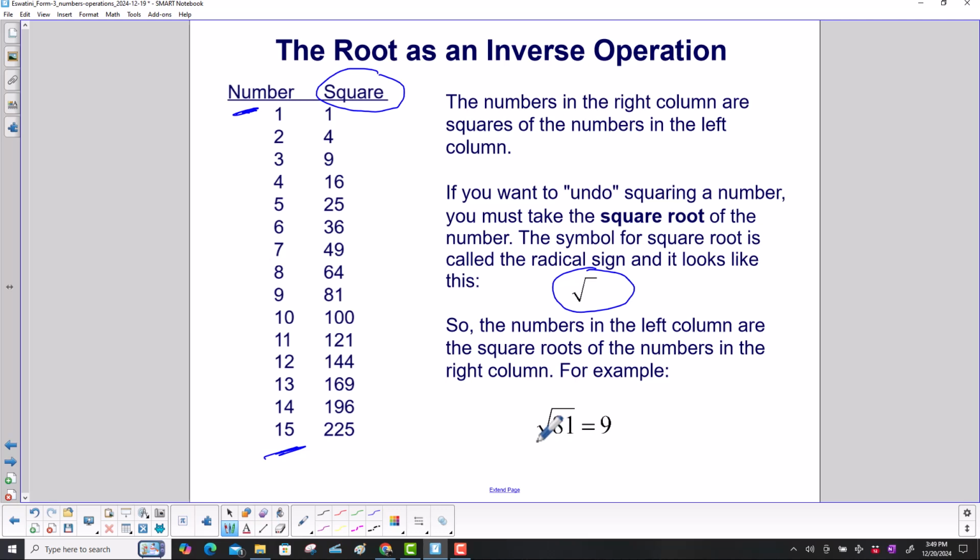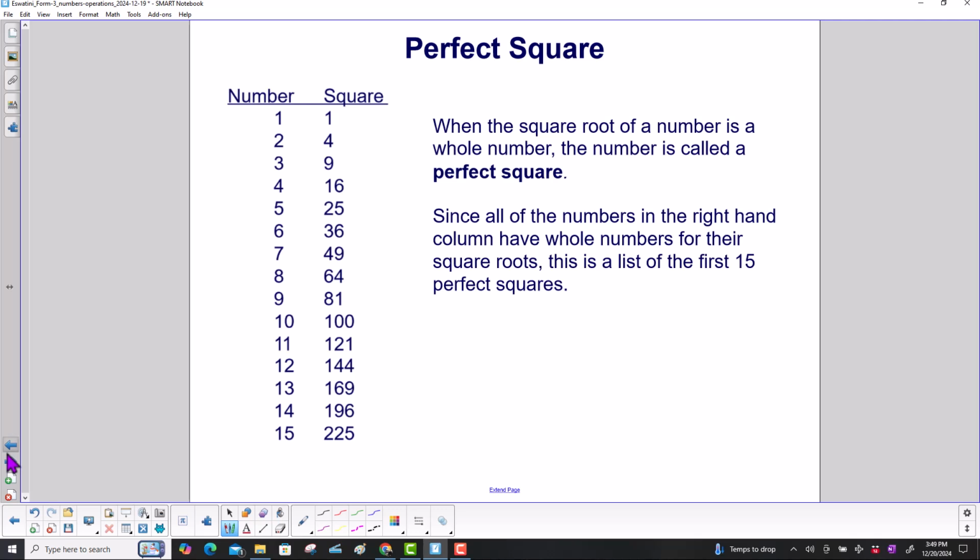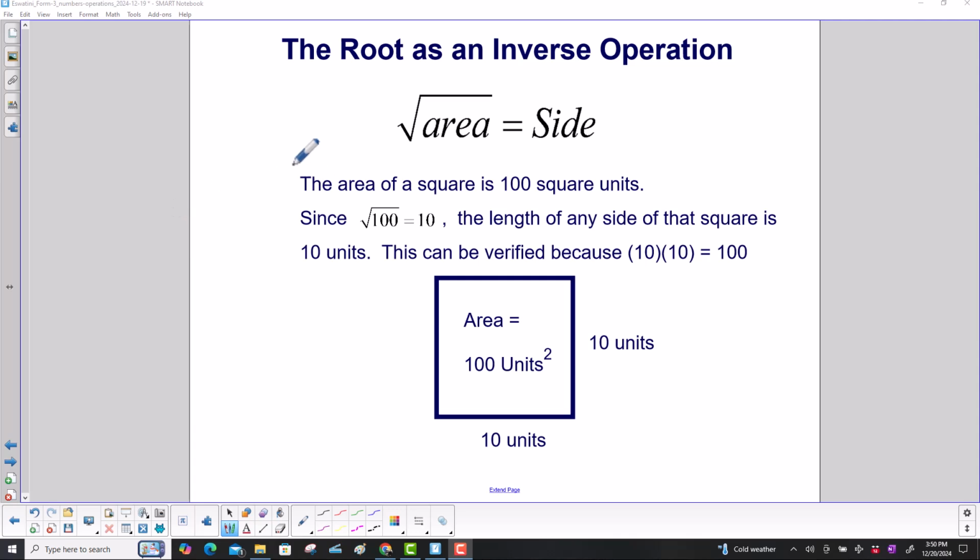For example, the square root of 81 is 9. When the square root of a number is a whole number, the number is called a perfect square. Since all the numbers in the right-hand column have whole numbers for their square roots, this is a list of the first 15 perfect squares. Here's our expression right here. The square root of the area is equal to the side.